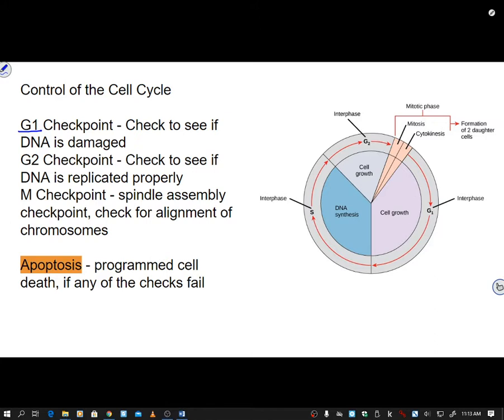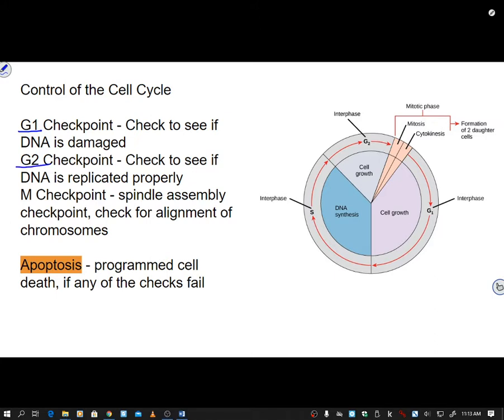All right, G1 checkpoint. This is the checkpoint to see if DNA is damaged, right? We need this. Could you imagine if we didn't have this? If your DNA happens to be damaged and you make a new cell with that damaged DNA? So this is really good that this is here. So your cell is growing, but it's also checking the DNA to make sure that everything is okay.